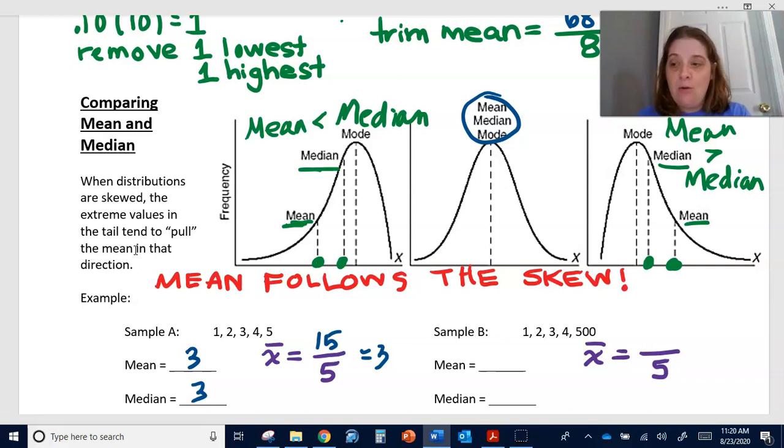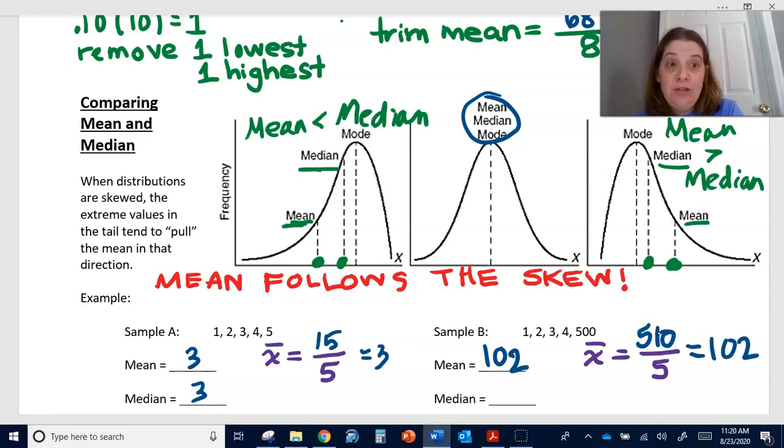I go over to sample B and I've got 1 plus 2 plus 3 plus 4 plus 500. So that's a really big number over there on the right. I add these up, I get 510, which gives me an average of 102. So the mean is 102. That is much larger than it was before, but the median is still 3. So I would look at this and say, wow, that mean is a lot bigger than the median. So the mean follows the skew. If the mean is on the right side of the median, then the data is most likely skewed to the right.